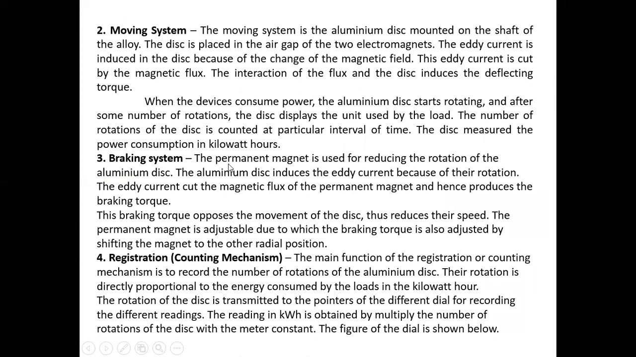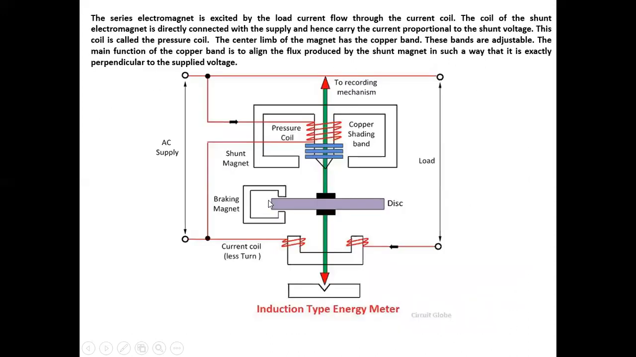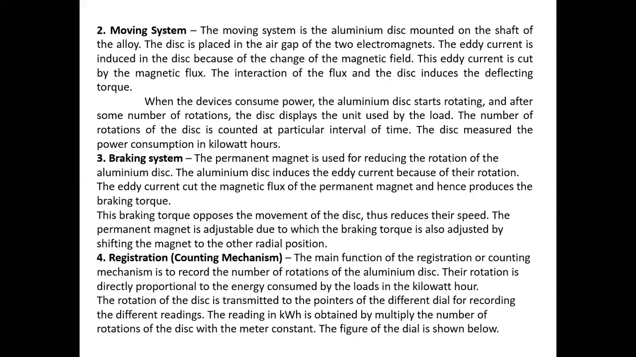Next, the braking system. These are the braking magnets, C-type magnets. This is called the braking system. The permanent magnet is used for reducing the rotation of the aluminum disc. As the aluminum disc rotates, it induces eddy current, which cuts the magnetic flux of the permanent magnet and hence produces the braking torque.